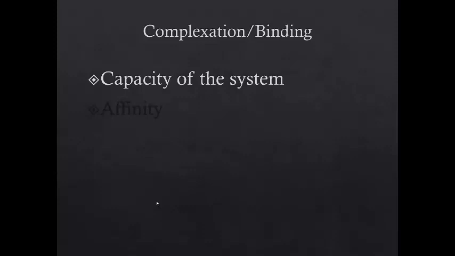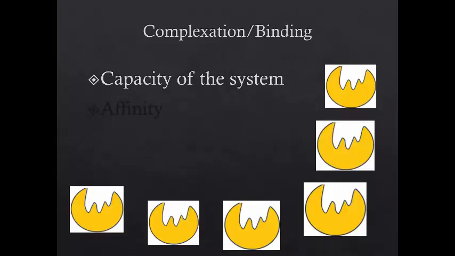So one thing that remains constant in all these situations is whenever two compounds are coming together to complex, there's always a capacity of the system, like how many of the receptors are around for whatever thing you have to bind to. So you have a capacity of the system, a number of sites where the drug or ligand can bind. So you're going to have a certain amount of substrate around. And then you're going to have a particular affinity, which is the attraction between the drug and the receptor, or the ligand and the substrate.